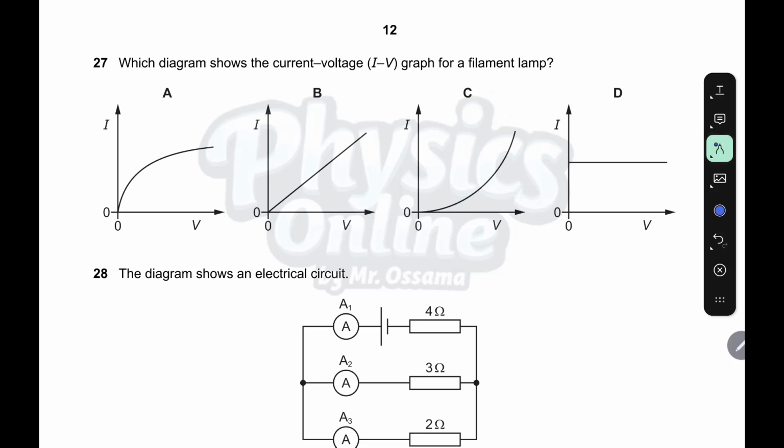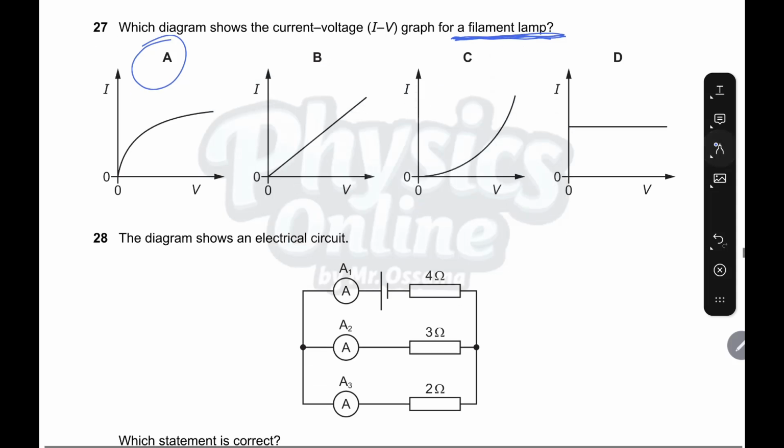Which graph shows the current-voltage I-V graph for the filament lamp? The filament lamp obeys Ohm's law in the beginning, so it's a straight line at first. But later, with the increase of voltage, the current increases less because the resistance increases. So it's not this graph, this is the graph: it increases in a straight line at first, then with increase in voltage, less increase in the current because the resistance increases.